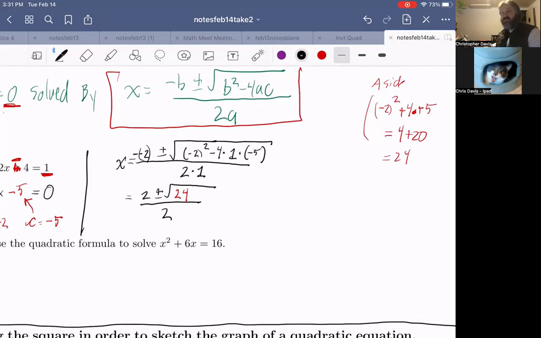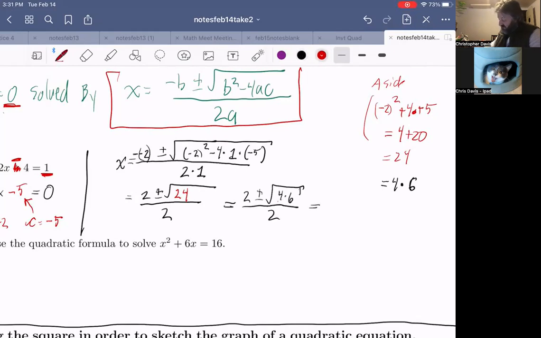24 isn't a perfect square, so we won't simplify this down to just a whole number, but it does simplify. Let's remember how to simplify a square root. So 24, does that have any perfect square factors? Yes, it does. It has 4 as a square factor. 24 is 4 times 6. Right, 6 times 4 is 24. So that's 2 plus or minus the square root of 4 times 6 all over 2.